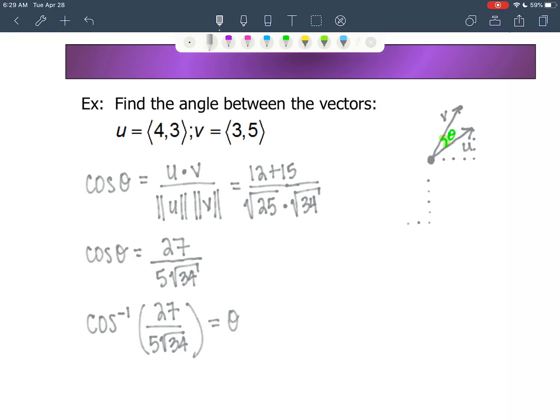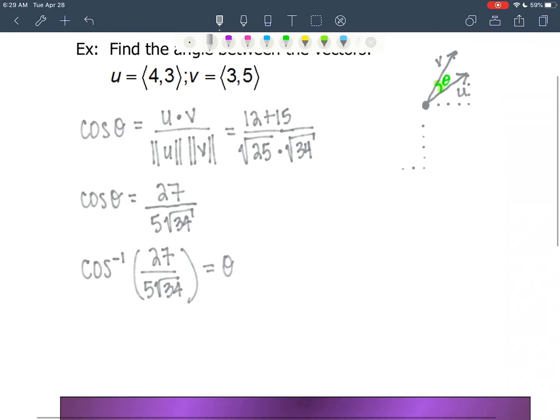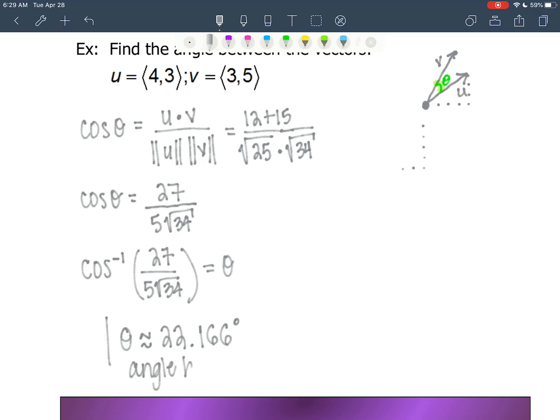So we go over to our calculator, we put that in. Make sure you're in degree mode. We want to get this in degrees, and theta is approximately. Go ahead and put that into your calculator. And if you're ready, I'm going to say the answer, 22.166 degrees. So that's the angle. This is the angle between the two vectors.